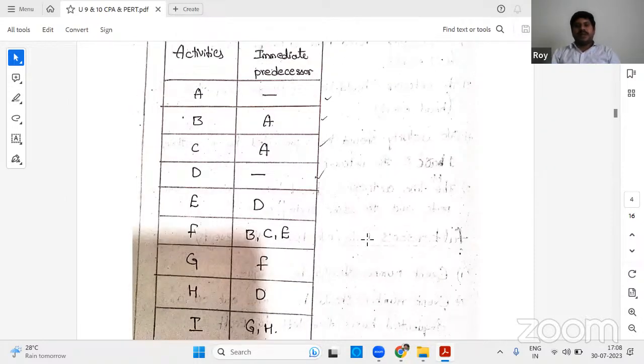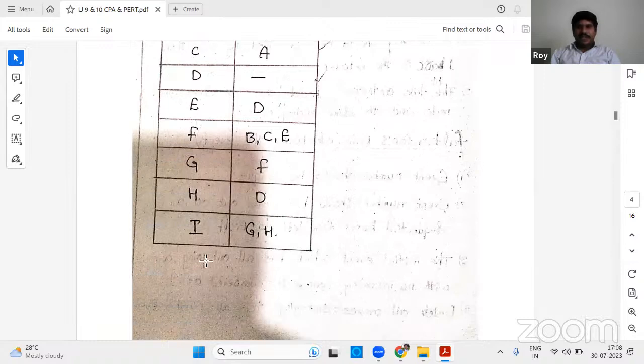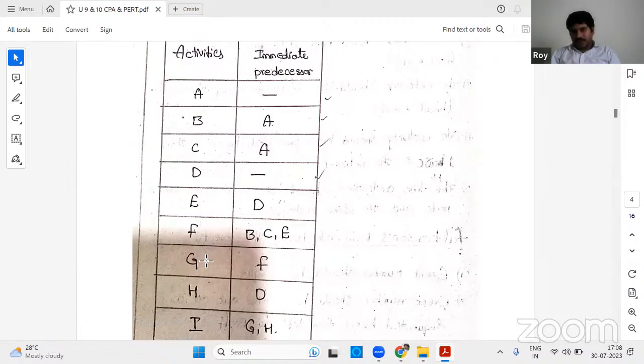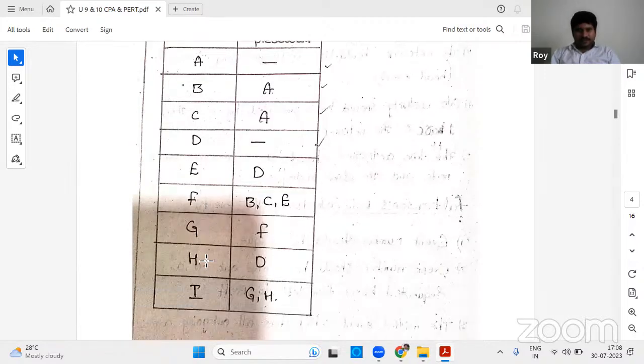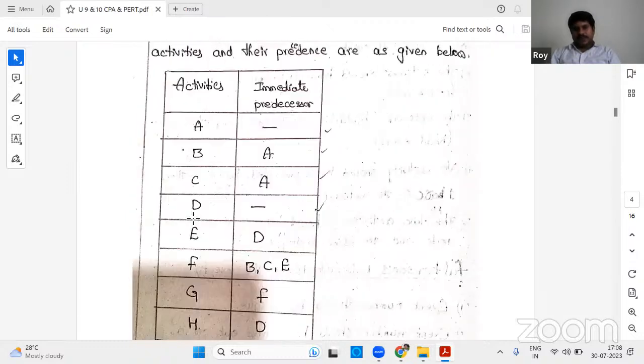Now please try to see this question, a network diagram. This is one question. How to construct a network diagram? See how many activities are there, A to I. Hello, are you all looking at the screen? Yes, sir. Please listen and participate actively because this is an important thing. So these are all the activities, A to I.